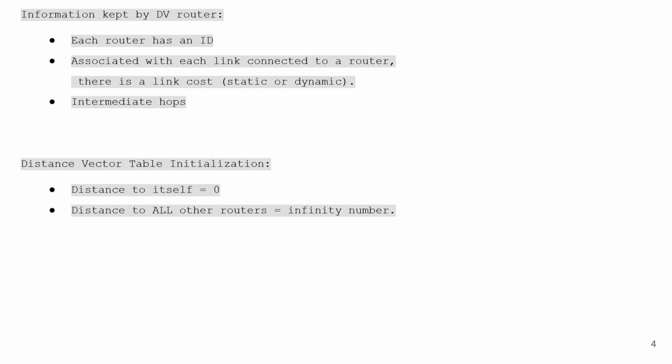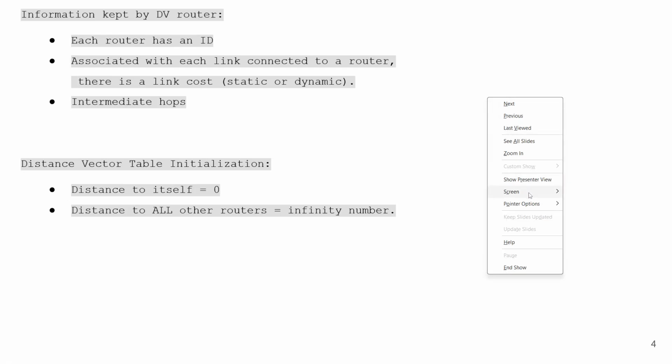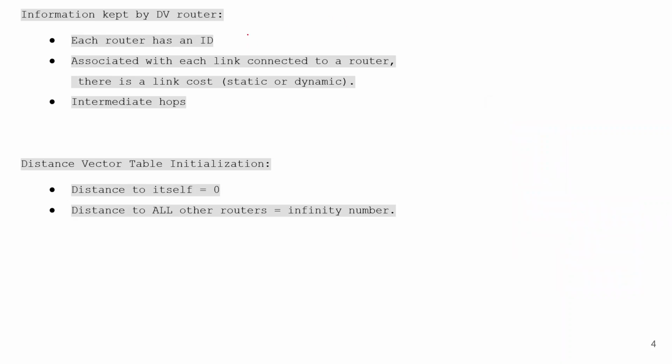What is the information kept by the DV router? Each router has an ID. Then, associated with each link connected to a router, there is a link cost, static or dynamic. The link cost means the cost required to travel that particular path, or the cost required to send data from one node to another node, or from one router to another router. And then there are the intermediate hops.